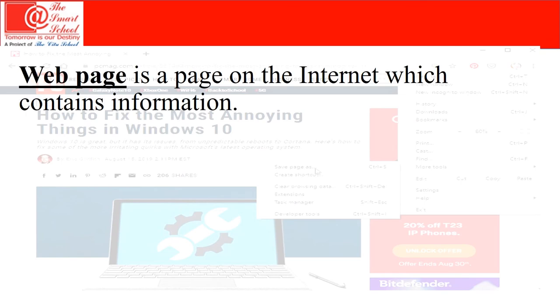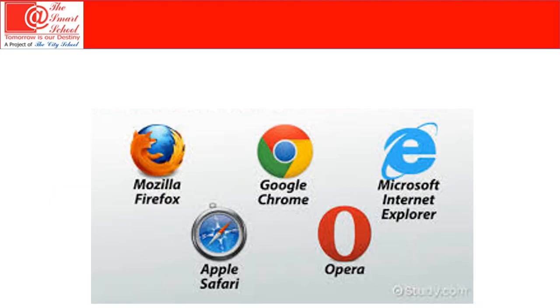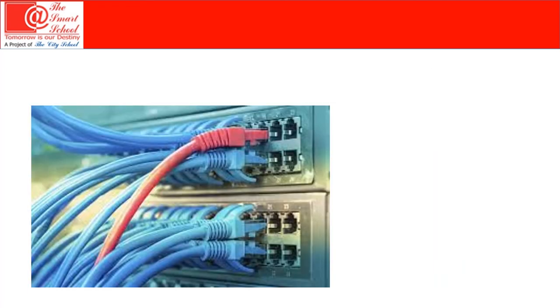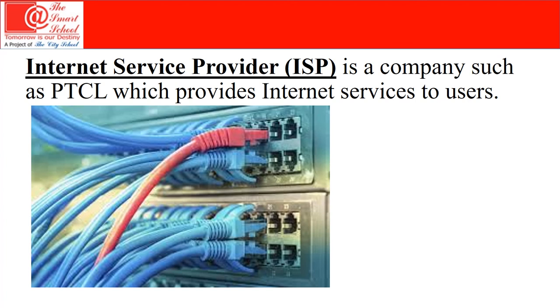Web page. Web page is a page on the internet which contains information. Web browser. A web browser is a computer software that enables us to access internet, such as Google Chrome, Bing, etc. Internet service provider. Internet service provider is a company such as PTCL, which provides internet connection and internet services to users.